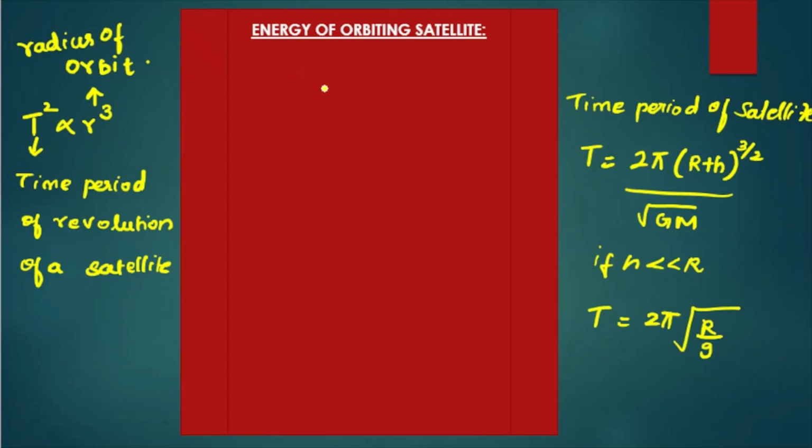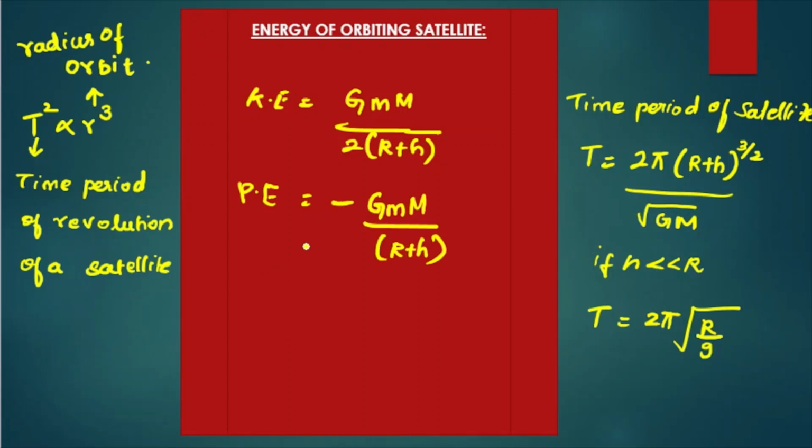Clear, everybody? Now we are going to go for the energy of the orbiting satellite. Here we will be seeing the kinetic energy, potential energy, as well as total energy. Your kinetic energy is equal to G m M by 2(R+H). It is the kinetic energy formula. Then we will be dealing with the potential energy. Your potential energy is equal to minus G m M by (R+H).